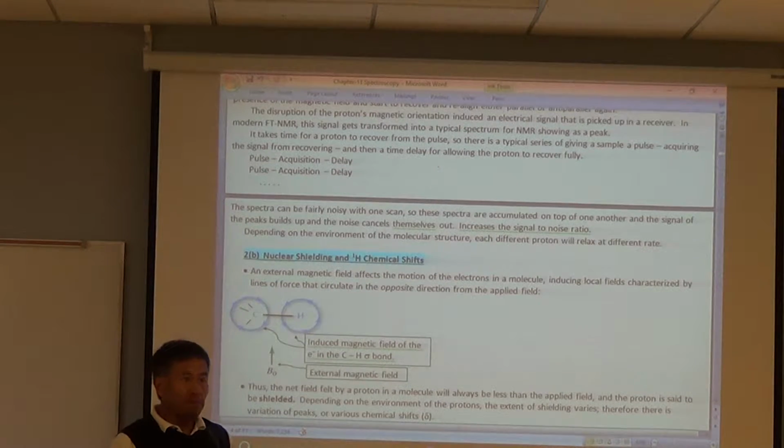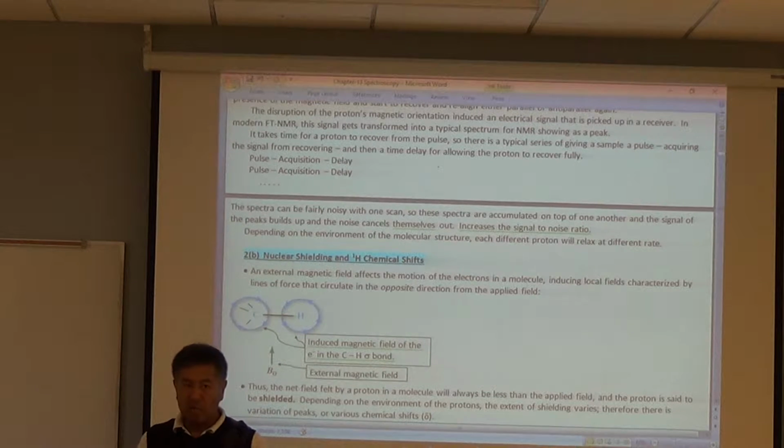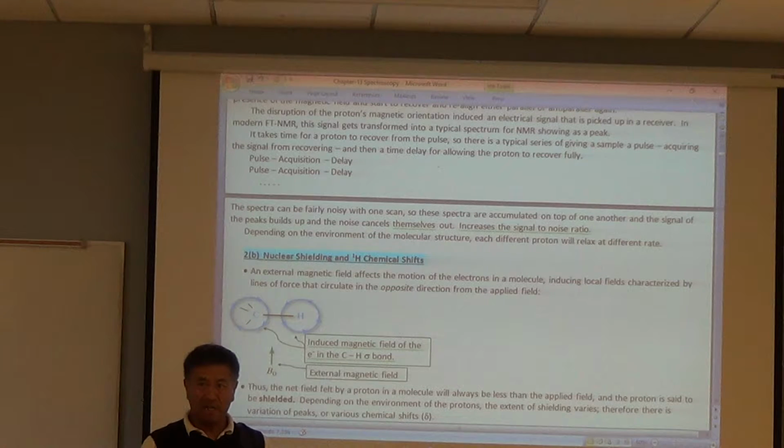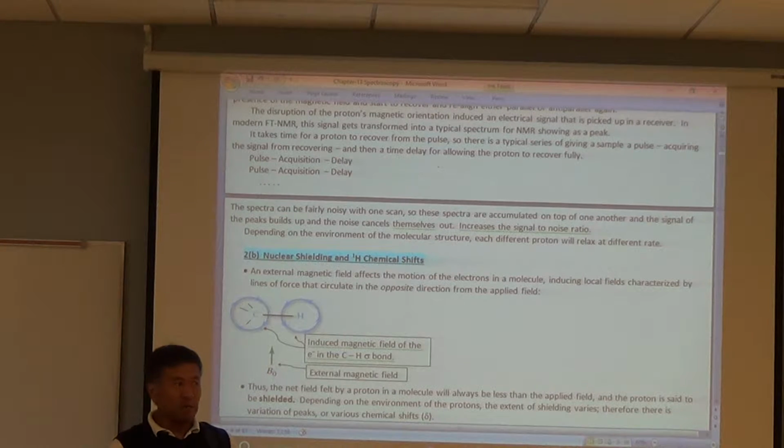How can we probe the different H atoms in the molecule? Well, the H atom is bonded to other atoms, and the electrons in the chemical bond also produce a magnetic field because of the influence of B0. B0 is that very strong external magnetic field. So those electrons in the chemical bond also produce a magnet.